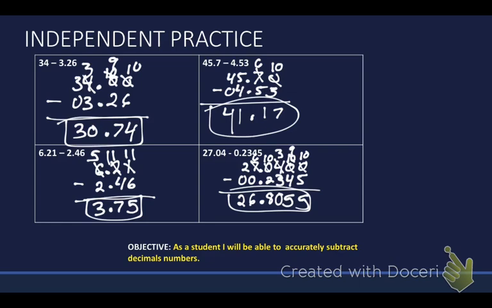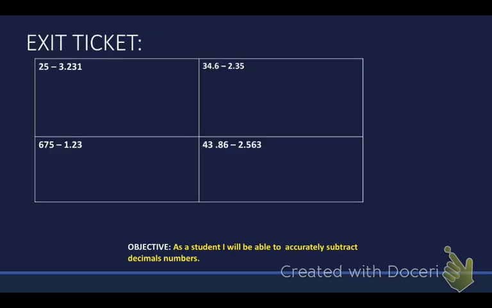Ladies and gentlemen, those are your 4 for your independent task. At this time, you need to complete the exit ticket, which is these 4 questions. That's all you need to do. We've got 4 of them. Pretty awesome. Okay, pause the video, finish these 4. When you're done, show them to Mr. Williams, turn in your graphic organizer after that, start working on your worksheet.